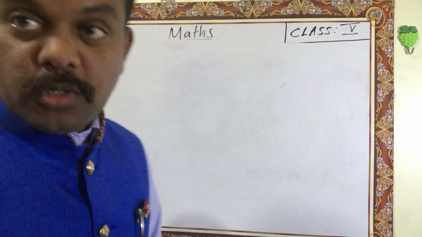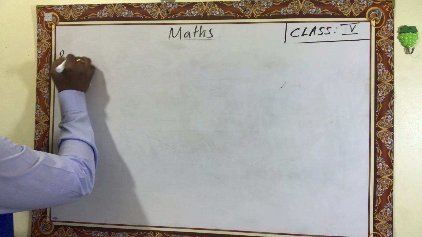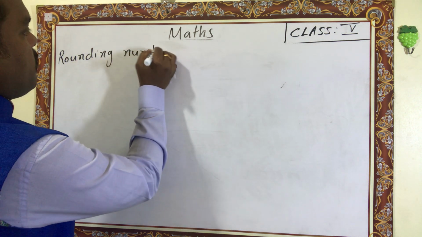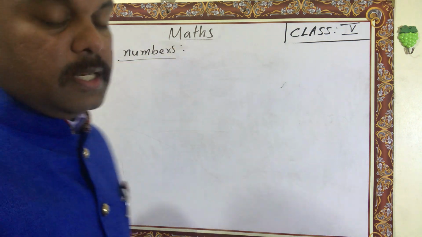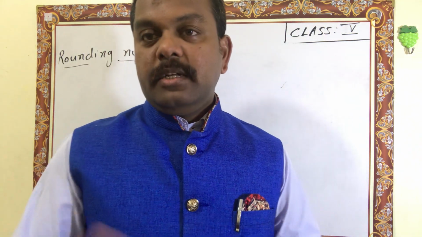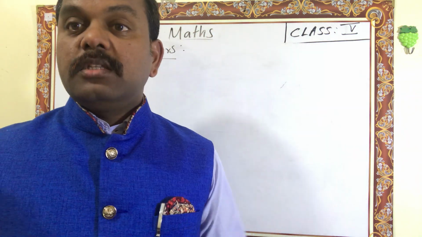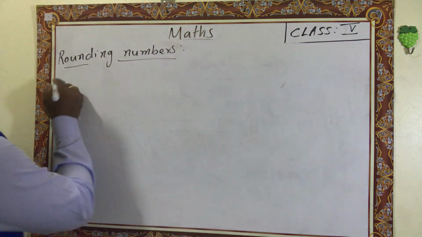This chapter we are going to learn about rounding numbers. How to round the numbers? Nearest to 10, nearest to 100, nearest to 1000, nearest to 10,000, like that. First one, nearest to 10.